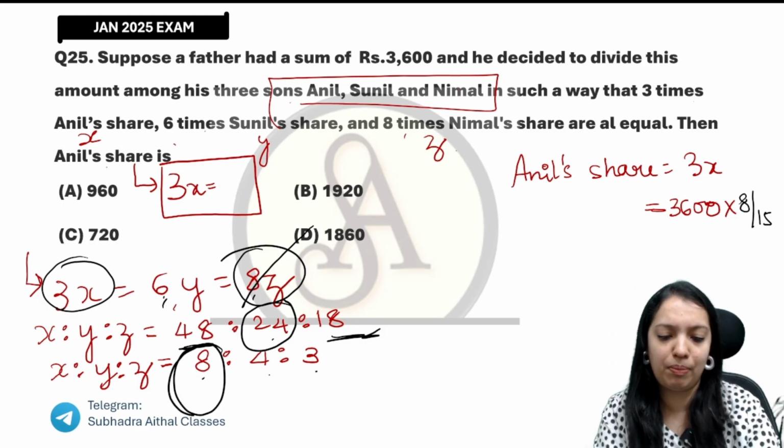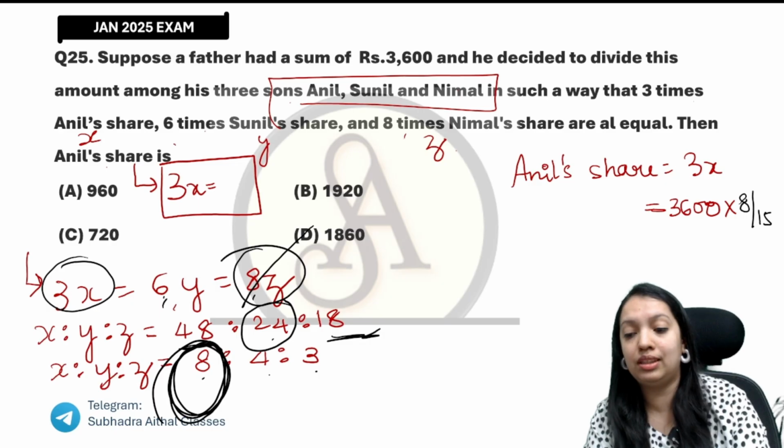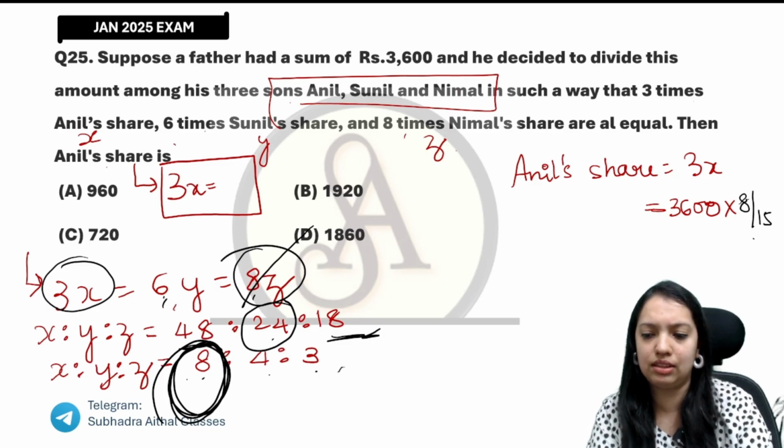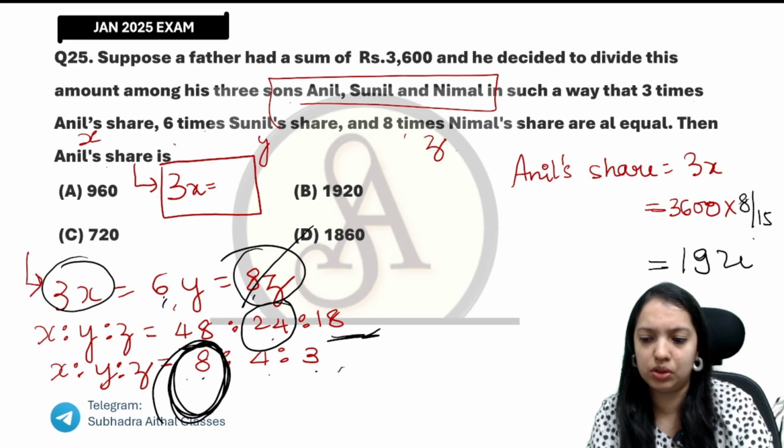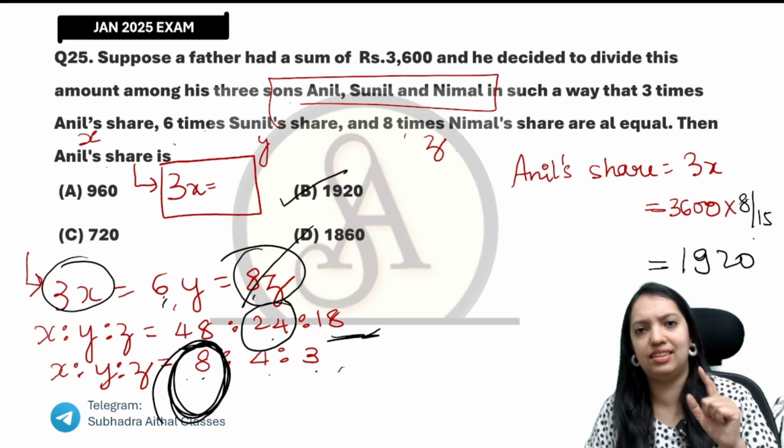So Anil's share will be this 8 times. So it is 8 by 15. Do the total, you get 15. 8 by 15 of 3600. Your answer becomes 1920, which is option B. And this is method 1.